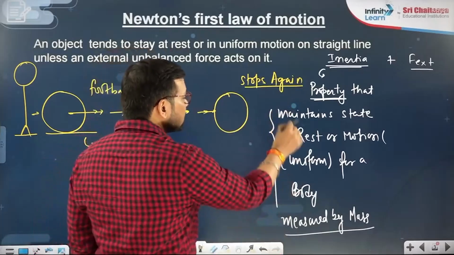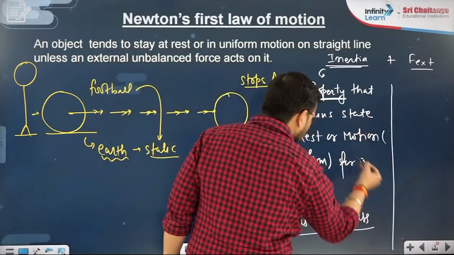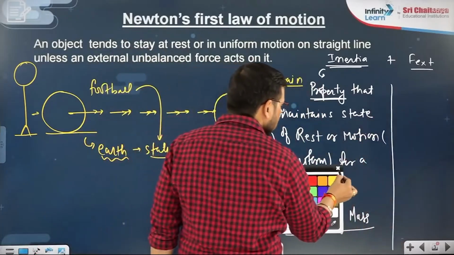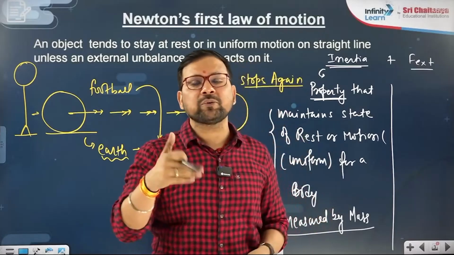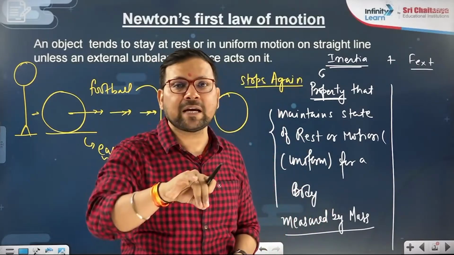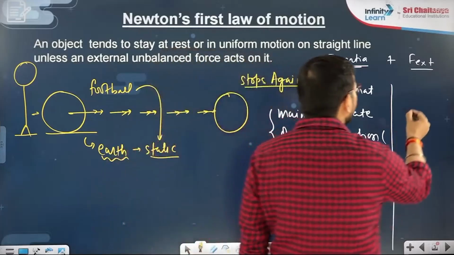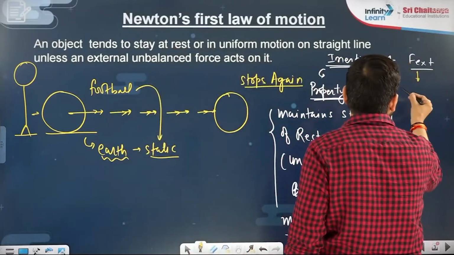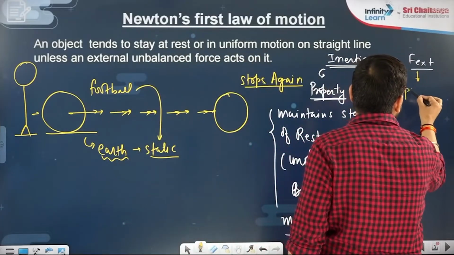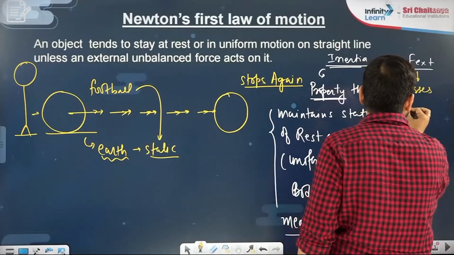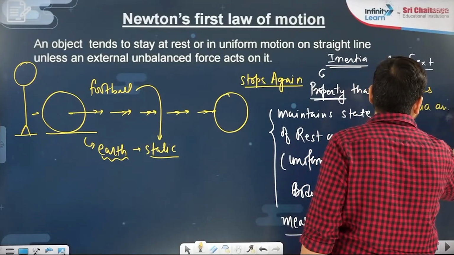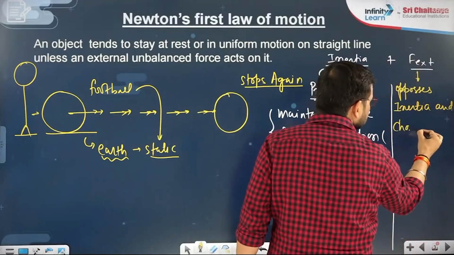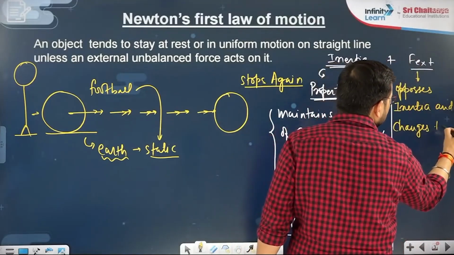Okay, so that was the inertia part and Galileo's part. Then Newton comes. Newton says, okay, inertia maintains it, but it can only maintain it up to the time force is not acting. If force starts acting, inertia will be opposed. So what is external force? External force opposes inertia and changes the state of motion.